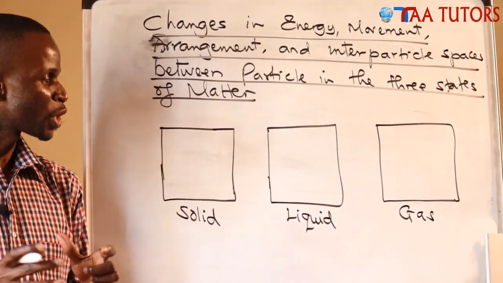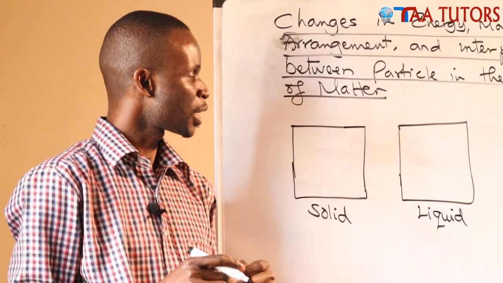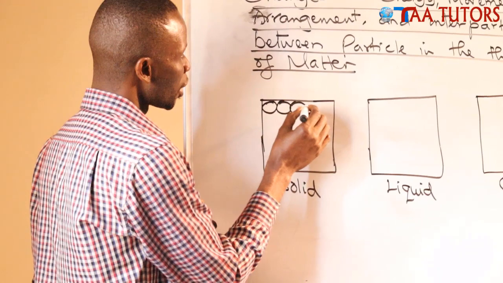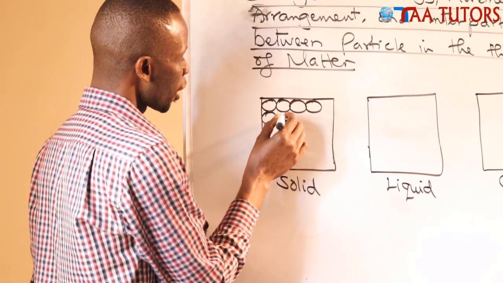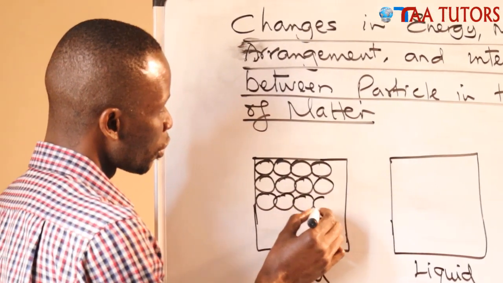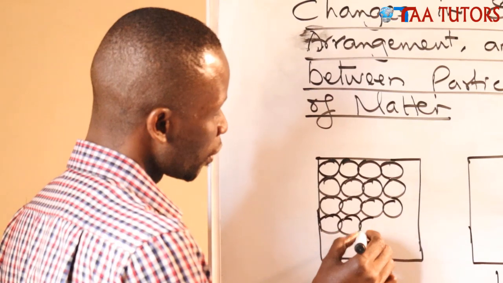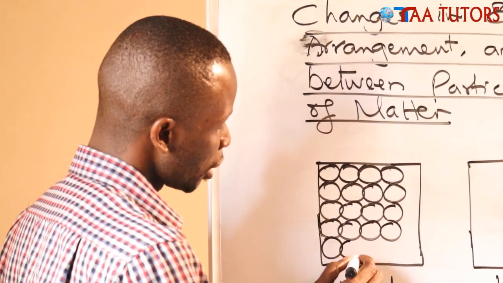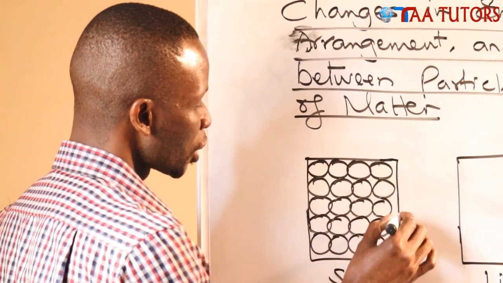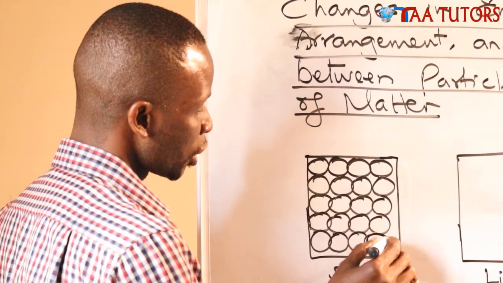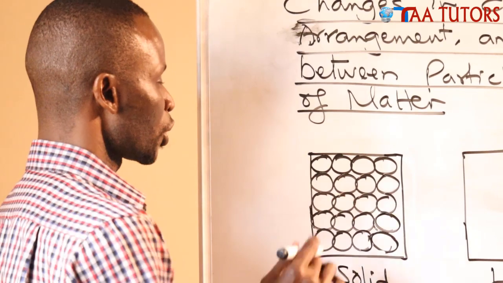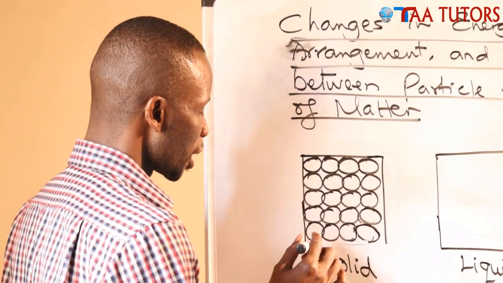So now as a student, you understand how we filled the boxes in the previous lesson. We were able to show that in the solid state, we drew circles, and these circles I've drawn are 4, 5, 6, 7, 8, up to 20. So I want to keep the 20 small circles in this rectangle. These 20 small circles represent particles in any solid.